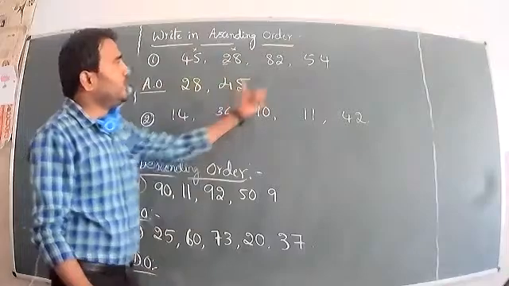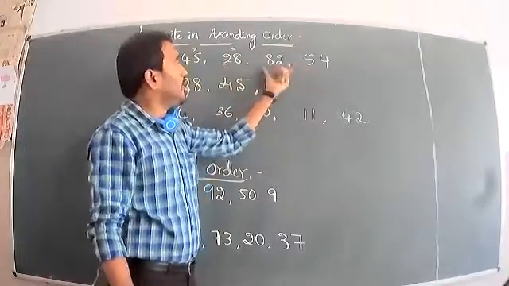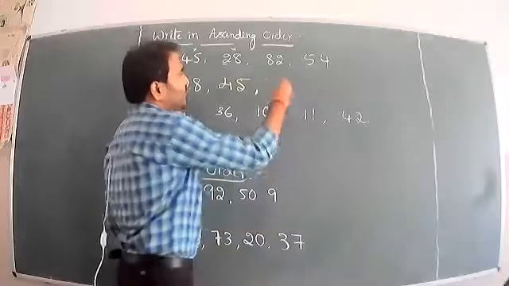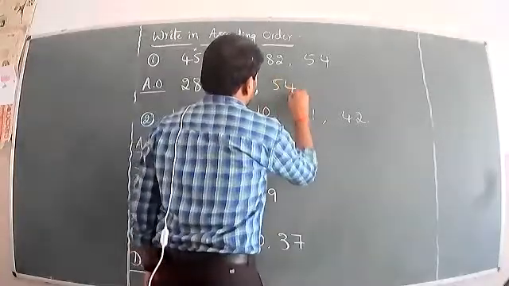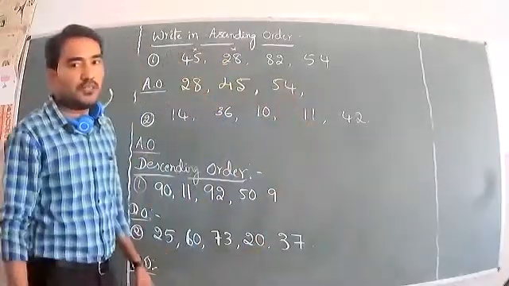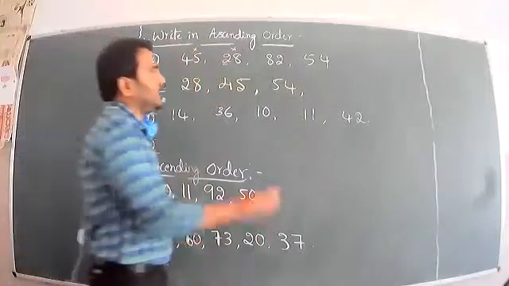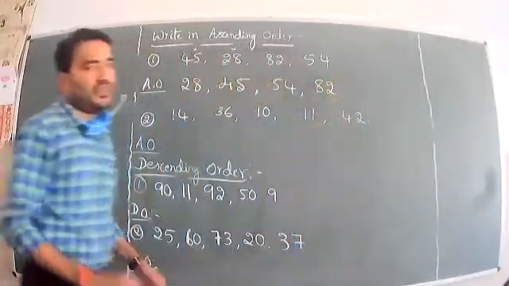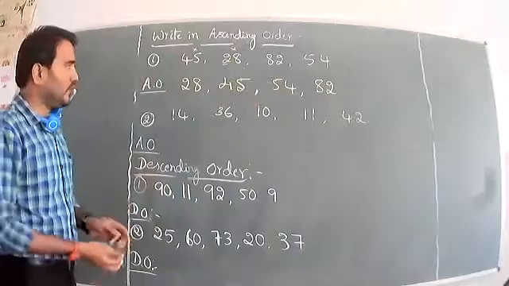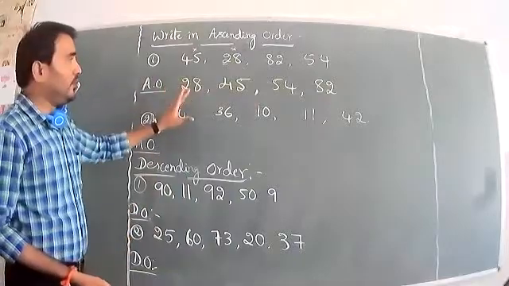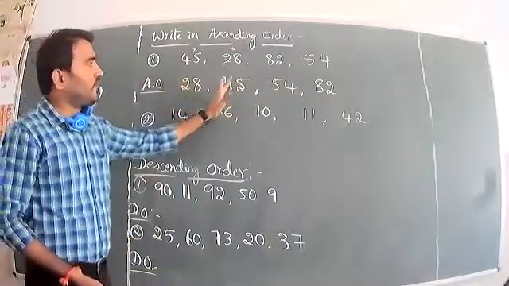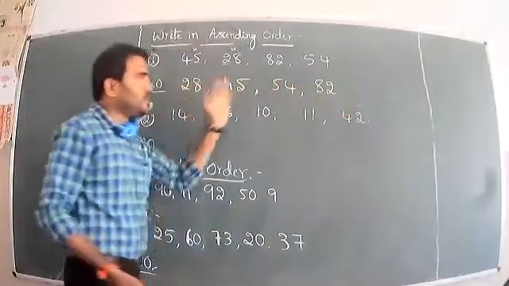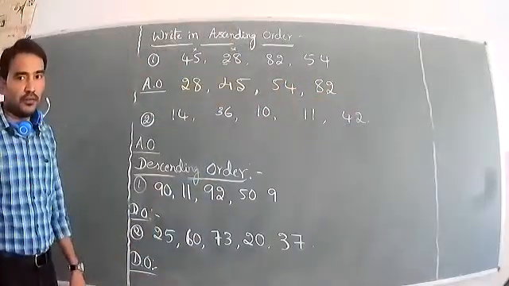Now the remaining 2 numbers. Here 8, here 5. Which number is smaller? 5 is smaller. The tens value 5 is smaller: 54. Then which number is greater? That is finally 82. This is how we arrange the numbers, and that is called ascending order. 28, after that 45, after that 54, then 82. The numbers are arranged in ascending order. This is how we have to do it.